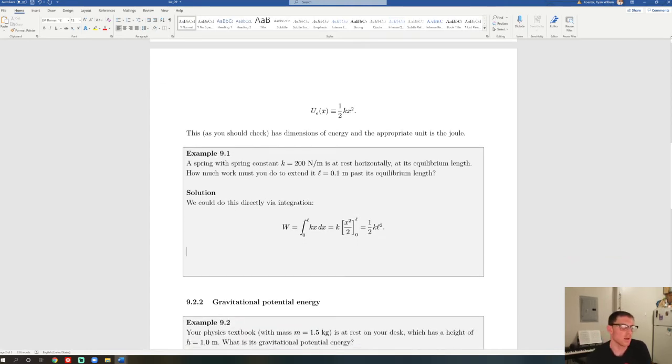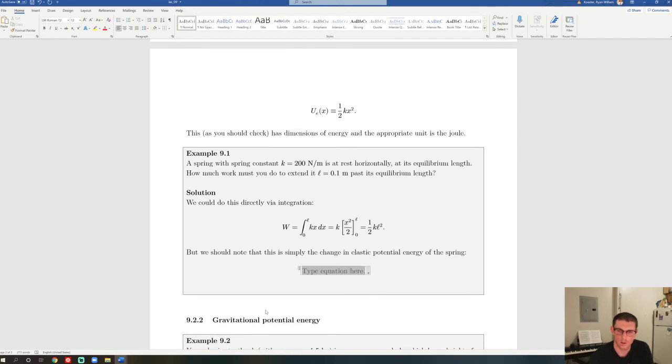Okay, so I'm going to say then that we should note that this is simply the change in elastic potential energy of the spring.